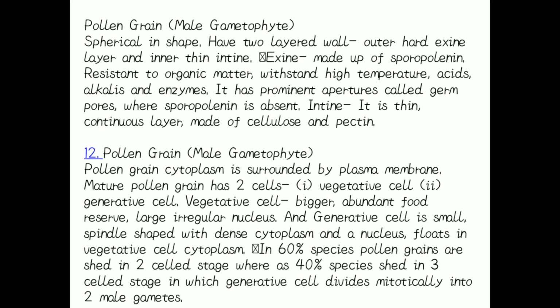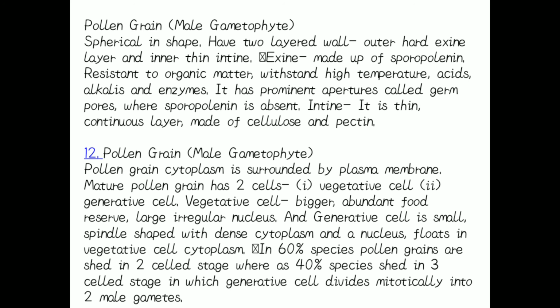Pollen grain is nothing but the male gametophyte. These pollen grains are spherical in shape. They are two layered, outer layer and inner layer. The outer layer is called exine and the inner layer is called intine. Exine is made up of sporopollenin, which is resistant to organic matter and withstands high temperature, acids, alkali and enzymes. It also has prominent apertures. Aperture means hole. These are called germ pores, where the sporopollenin is absent.